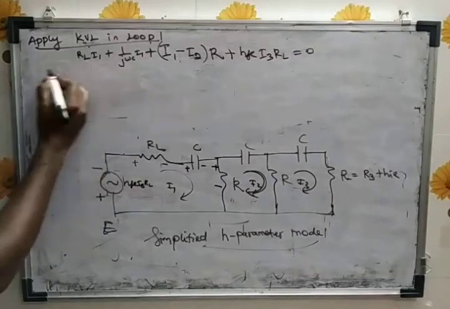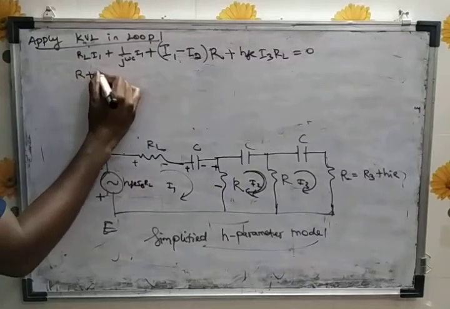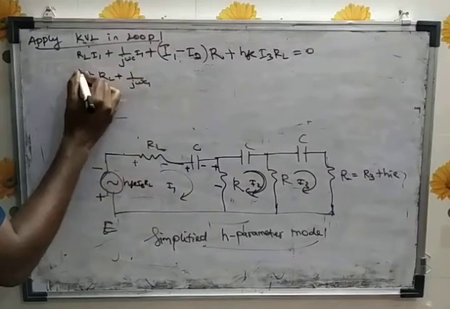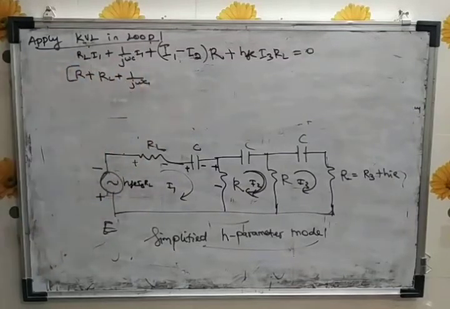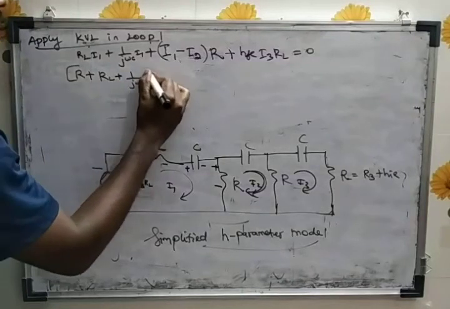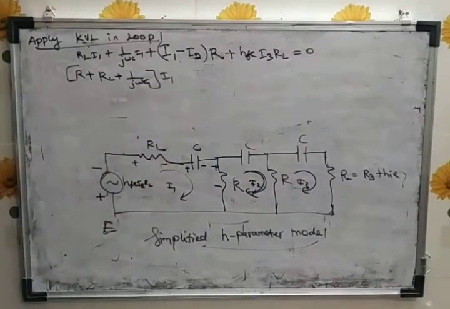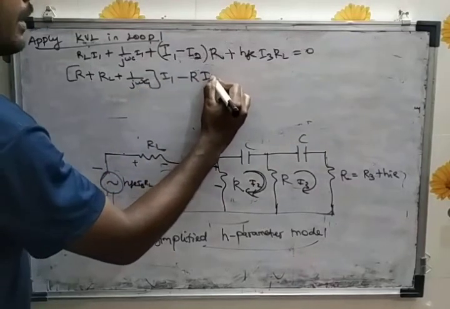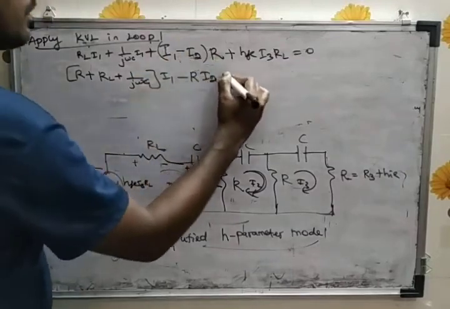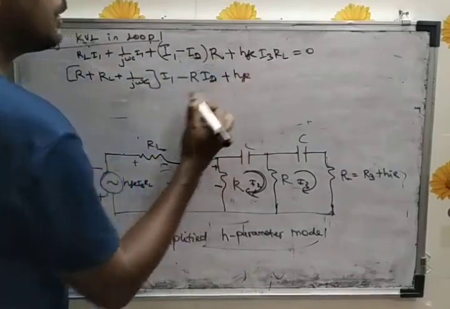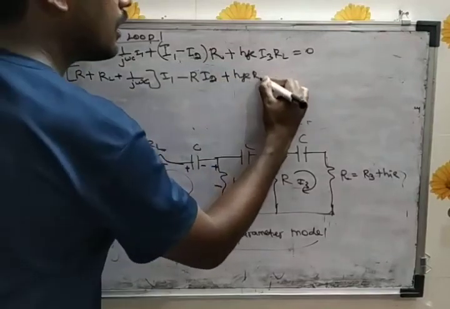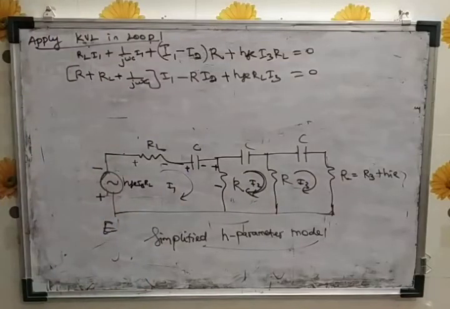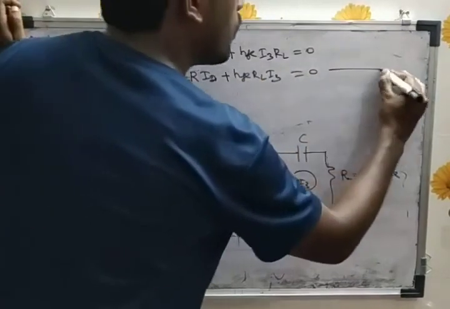By simplifying, you will get R plus RL plus 1 by j omega C into I1 minus R I2 plus HFE RL I3 is equal to 0. So this is equation number 1.